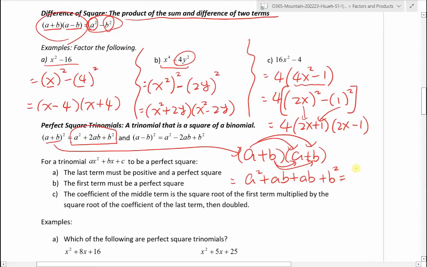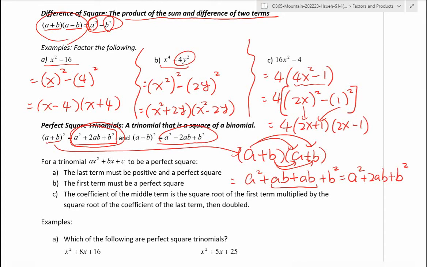So then if you collect like terms, you get a squared, and ab plus ab, that means you get two of them, so 2ab plus b squared. And that's how you get this one right here, a squared plus 2ab plus b squared. Similarly, if you have a minus b, then you simply get a squared minus 2ab plus b squared. Okay, so what we notice is this.